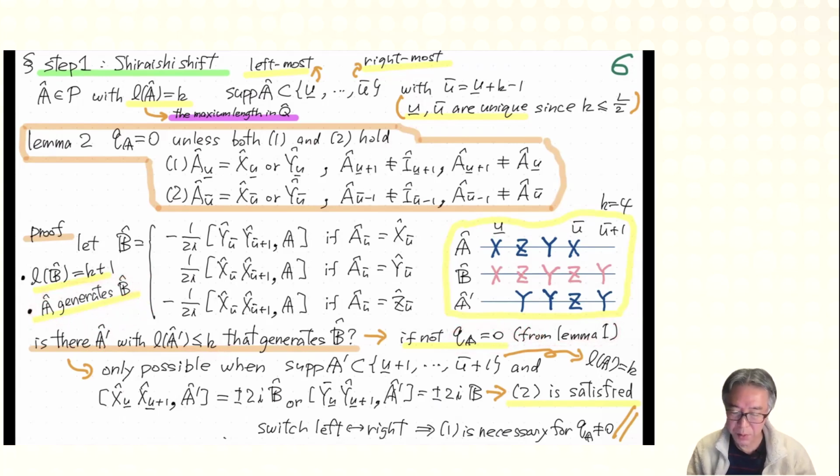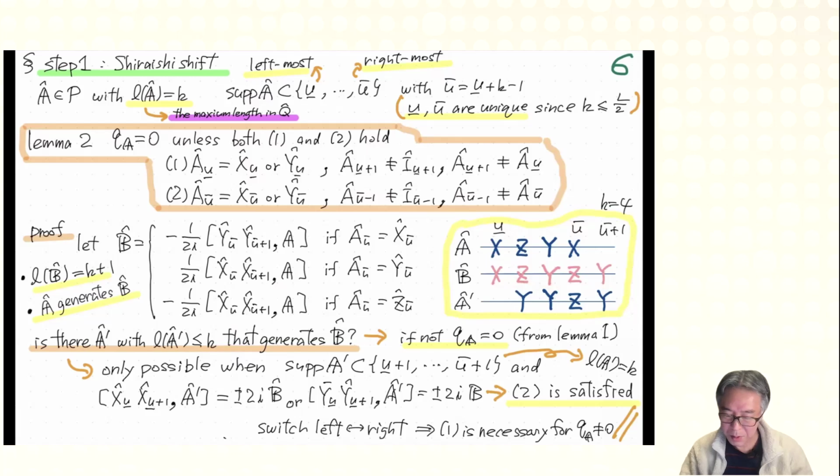So in order for QA to be non-zero, the answer must be yes. Suppose that the answer is yes, and this is an important point. We are only looking at a product which has length k or less than k, and now B has length k plus 1. So when considering A prime, the only thing you can do is to add some new Pauli operators by taking commutation relation to get B.